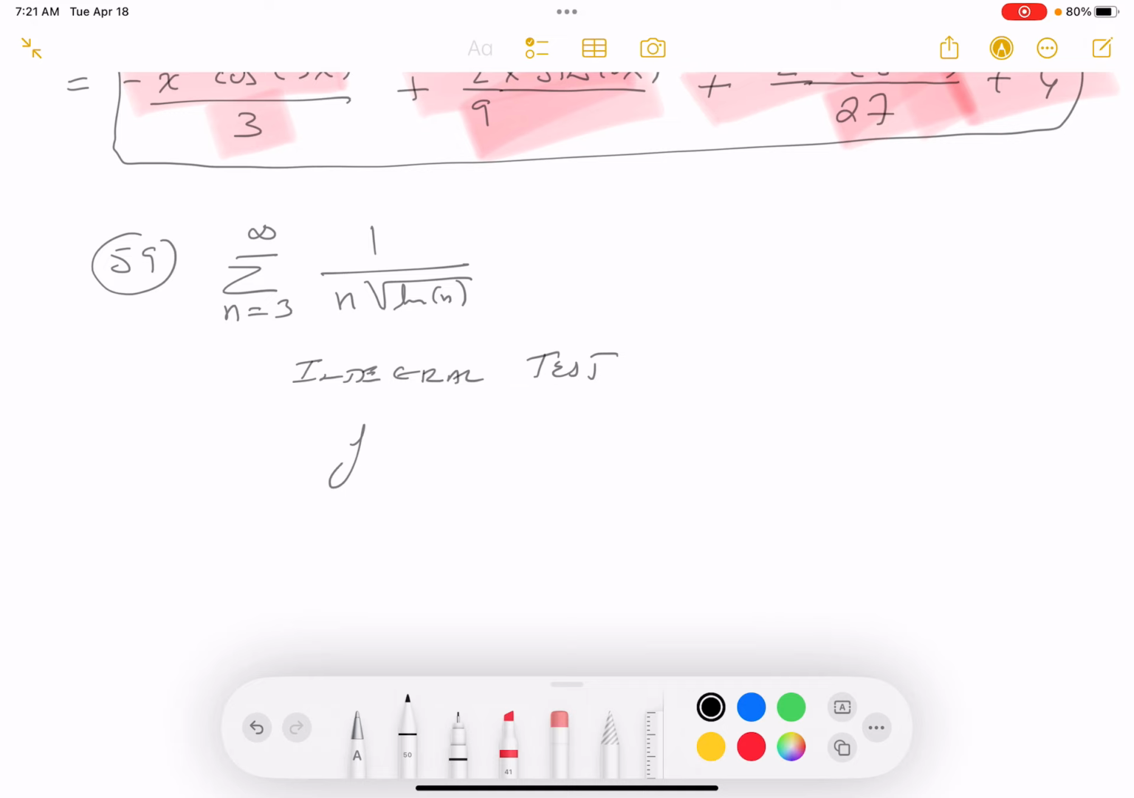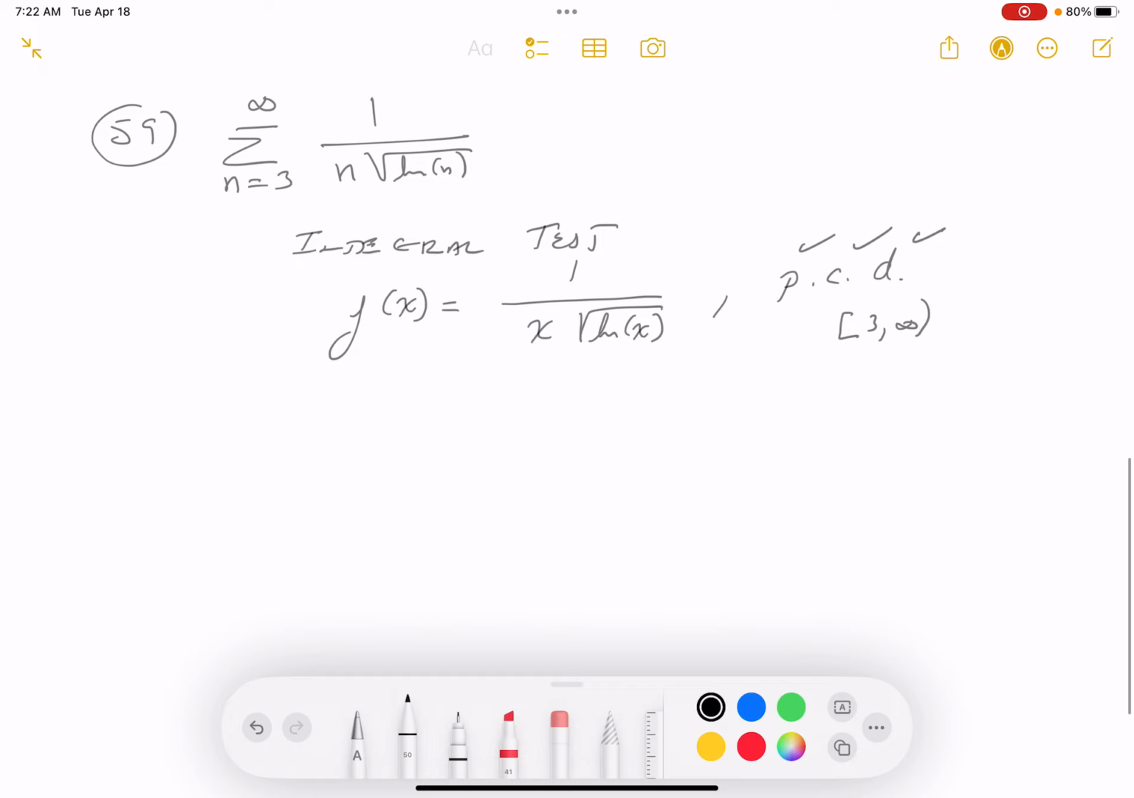So I'm going to write down f of x equals 1 over x times the root of ln x. What I know about this thing is it's positive, it's continuous, and it's decreasing. It's certainly positive on the interval from 3 to infinity. It's also continuous on the interval from 3 to infinity. It's also decreasing on the interval from 3 to infinity.